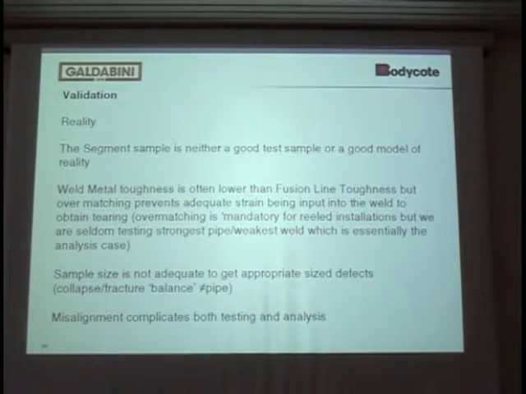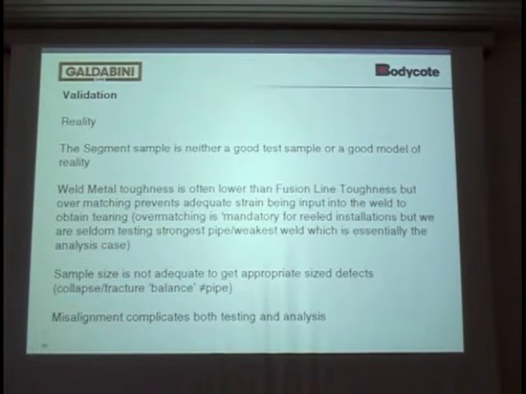The reality actually is that the segment sample is neither a very good test sample nor a very good model of reality. Because in a reeling case we're predominantly strain controlled, we model the case of the strongest possible pipe against the weakest weld or an evenly matched weld. And this makes it quite difficult, when we actually get the real sample, to get adequate strain into the weld metal. The sample size, we can't get adequate width on the sample because it's coming out of curved pipe. In order to get the right balance between plastic collapse and fracture, we can't get the right acceleration of defects.